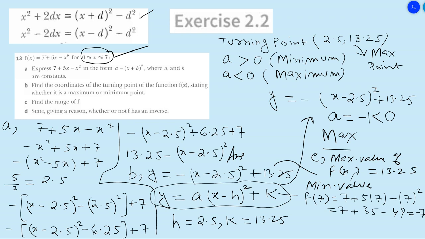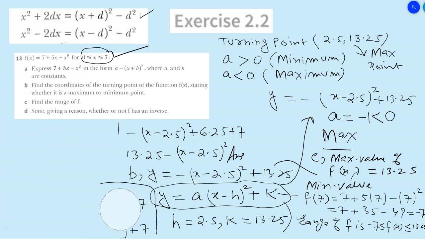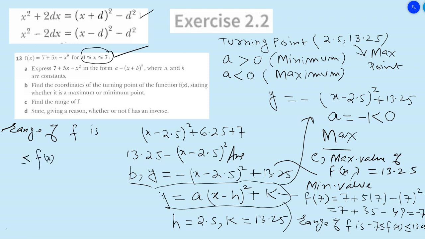Hence, our final answer: the range of f is f(x) greater than or equal to minus 7 and less than or equal to 13.25. I am writing this answer again over here. The answer of part C, the range of f, is f(x) from minus 7 to 13.25. This is the answer of part C.